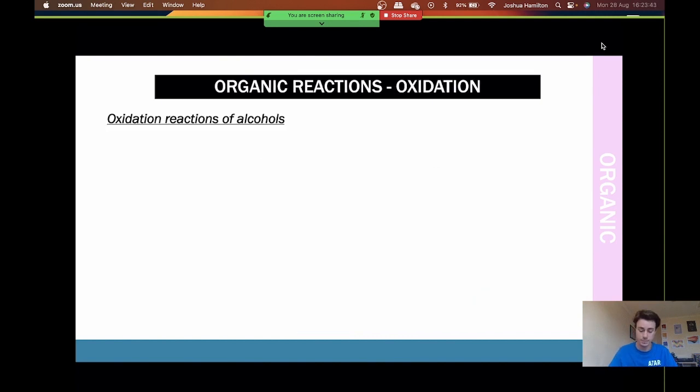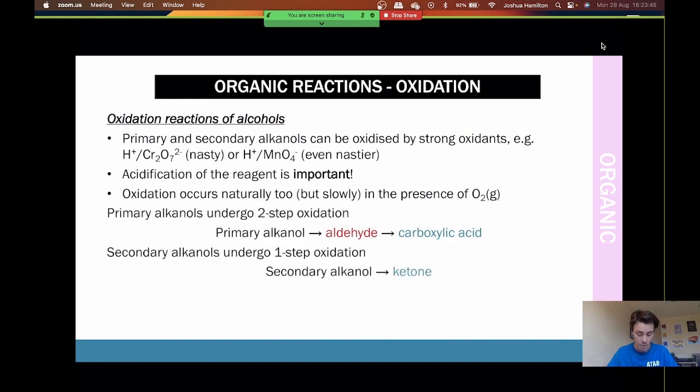Now, oxidation of alcohols requires a really strong oxidant to occur because it's something that doesn't really want to happen. So you need a really nasty oxidant. You need to remember one of these two. Both are in acidic conditions, that's why we put H+. And then you need to remember either dichromate or permanganate. Now, I can never say permanganate properly, so that's why I always go with dichromate. Dichromate is the one that I always write because I cannot say the other one properly.